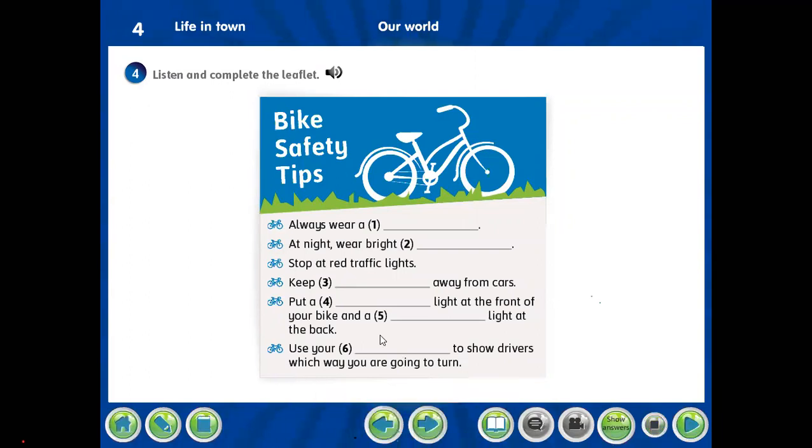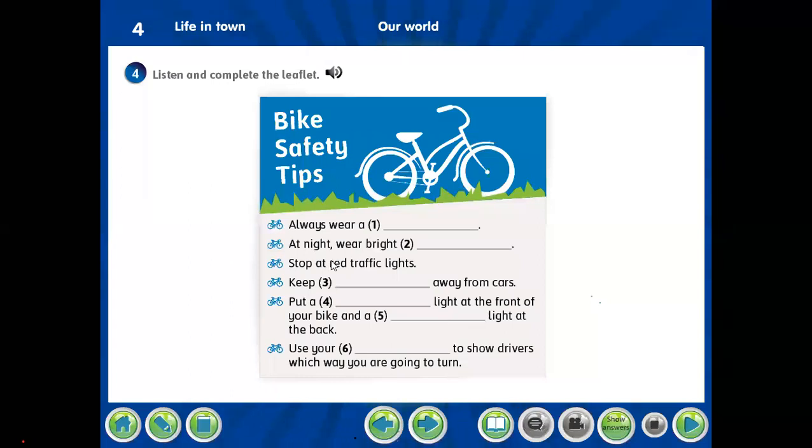Okay, the number 1, please. Who wants to read? Sofia, read, please. Teacher, yo quería hacer la number 5. 5, okay. Read, please, number 5. Your bike and back? Light at the back. No, it's not. It's a color. A color in English.